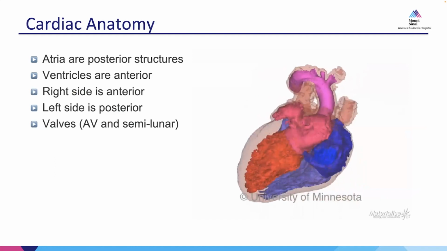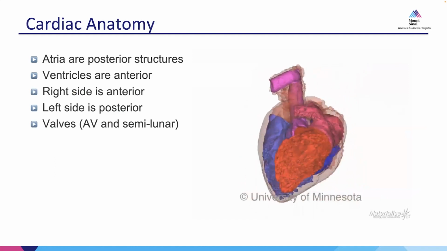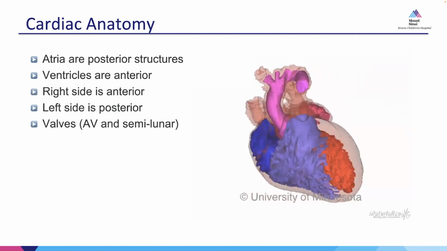So given that the heart is sitting in the body as it is, your atria are actually not superior, but really more posterior structures, and the ventricles are the anterior structures. And since it's rotated in the body, your right side is going to be what's in the front and your left side's in the back. So the most anterior structure in the heart, in the body, is going to be your RV, which is what the surgeons see when they do the sternotomies and open up the chest. And then the most posterior structure is going to be your LA.